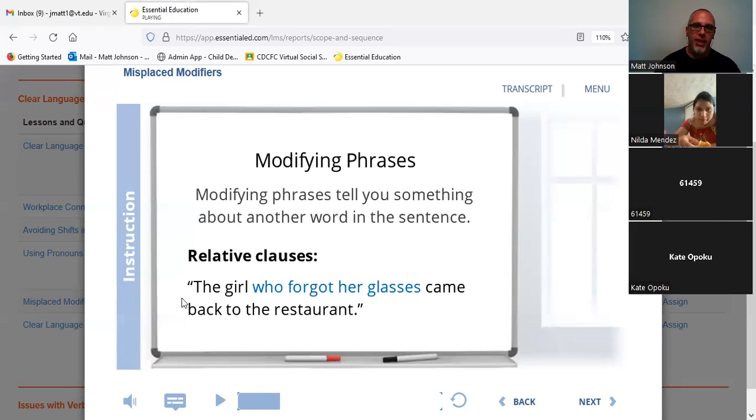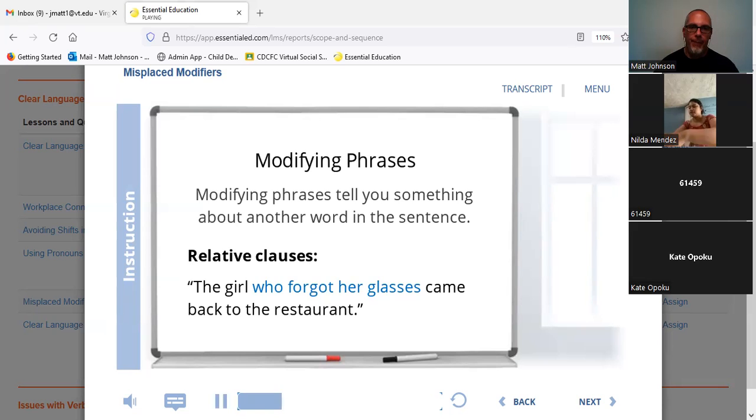And with the relative clause here, same thing. The girl who forgot her glasses came back to the restaurant. If I said the girl came back to the restaurant who forgot her glasses, it makes me sound, not only am I gendering the restaurant, it sounds like the restaurant had lost its glasses, not the girl.